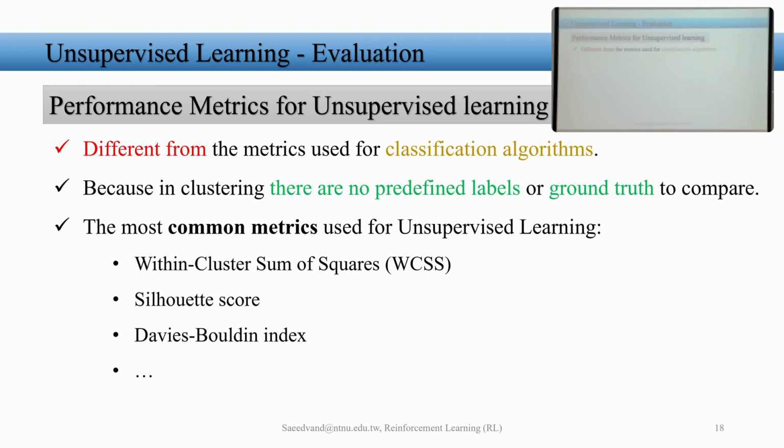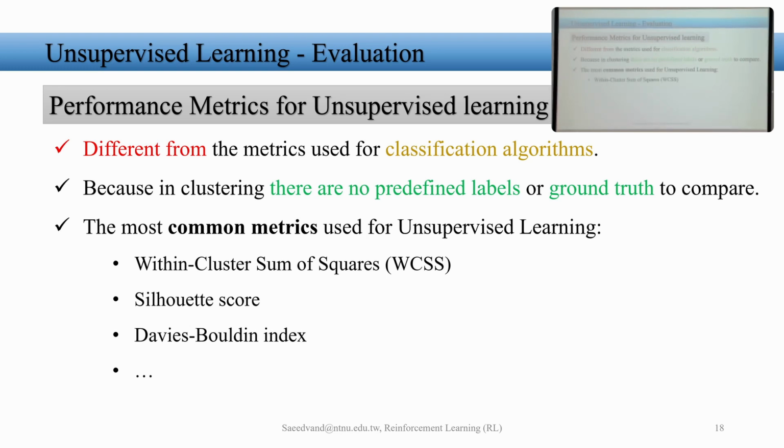For example, a confusion matrix we cannot draw over here because we don't have labels. So if you see a research that says it is unsupervised learning, but the author presents a confusion matrix or those metrics, that's totally wrong. It's impossible unless he does something that explains it. So it's different from the metrics that we use in classification algorithms, as I explained. There are no predefined labels as ground truth to be able to perform those metrics.